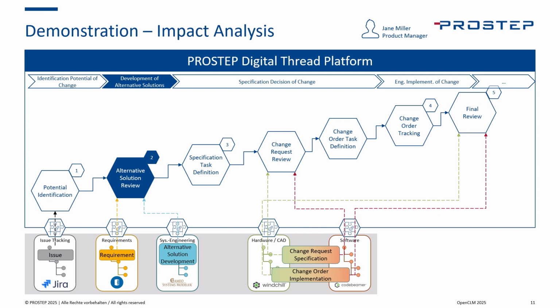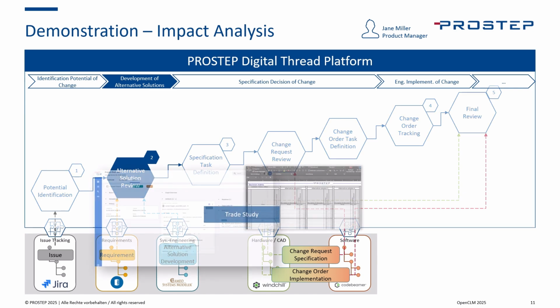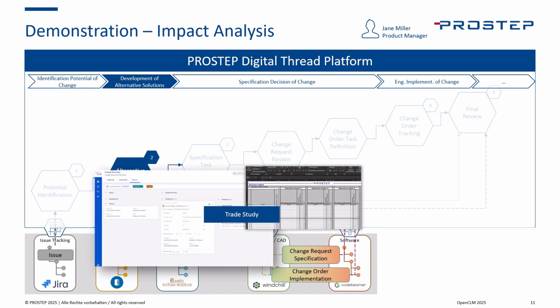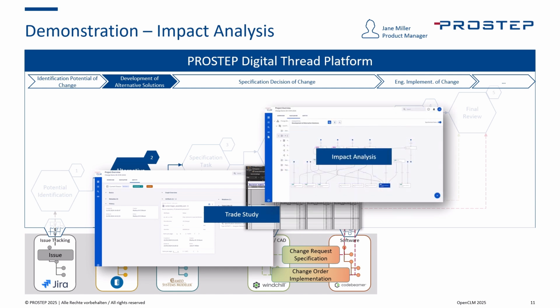So let's do some demonstration showcasing some functionality within OpenCLM. You see on the bottom, there's some integrated systems, and then we have a process within OpenCLM that we've set up of change, and that starts with identifying potential changes, doing an alternative solution review, and then showcasing within there a trade study of the different alternate solutions, as well as some impact analysis.